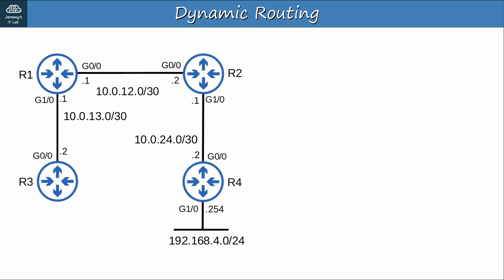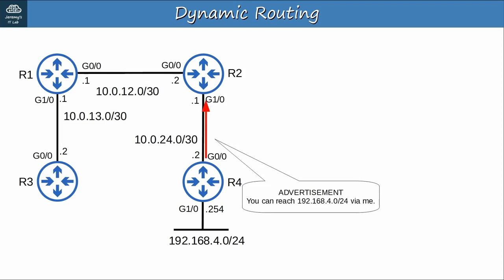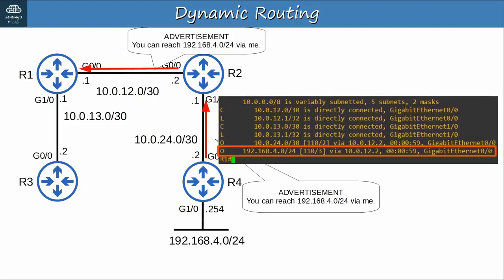Instead of configuring static routes on each of these routers, we can enable a dynamic routing protocol on them. Then, R4 will advertise this 192.168.4.0/24 network to its neighbor, R2, saying, "You can reach this network via me." R2 will add that route to its route table. It will then advertise the same thing to R1, telling R1 that it can reach 192.168.4.0/24 via R2. R1 will add this route to its route table. Actually, if you look above that route, you can see that R2 also advertised the 10.0.24.0/30 network between R2 and R4 to R1, and R1 added it to its route table.